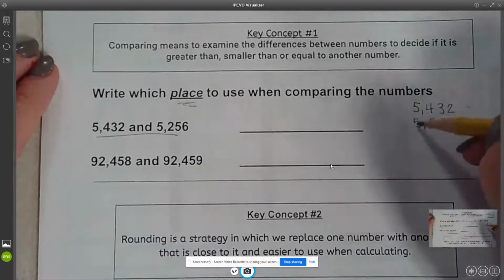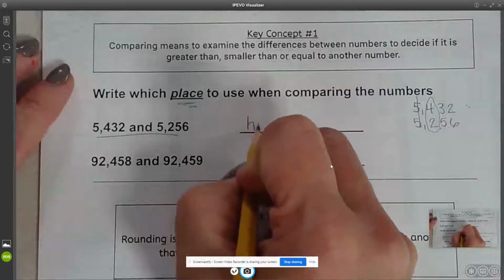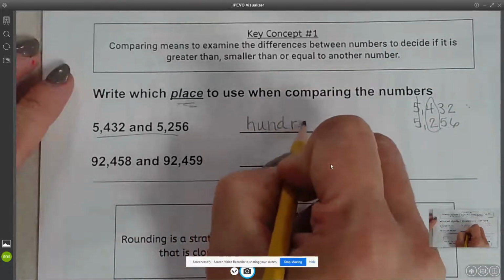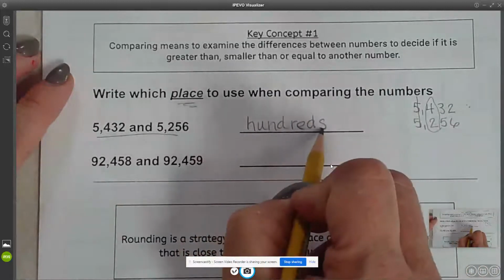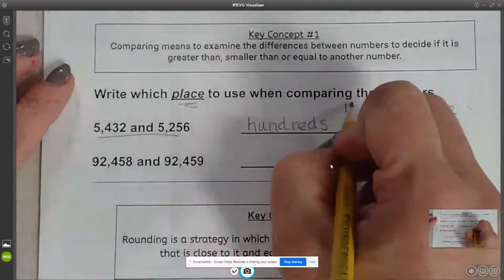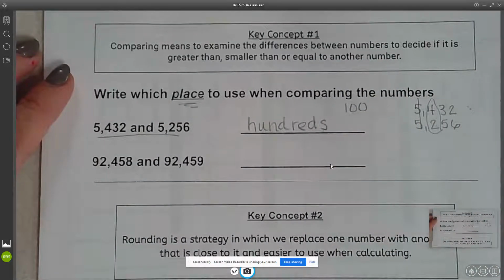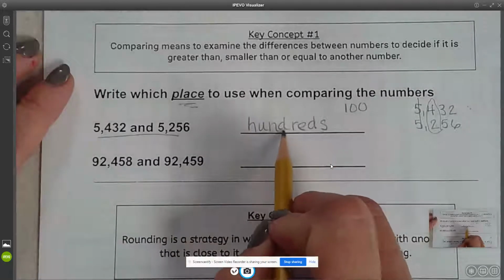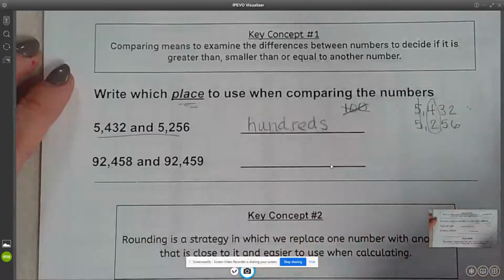All right, so I'm going to first look at my thousands place. So the same. When I look at my hundreds place, I can determine that they're different. So my answer would be hundreds. Now, something I want to point out is you've got to make sure that you actually write the word. If you write this, that is a value. That's not a place. Whenever you are writing places, you have to write the word. If I see this, I'll count it wrong.